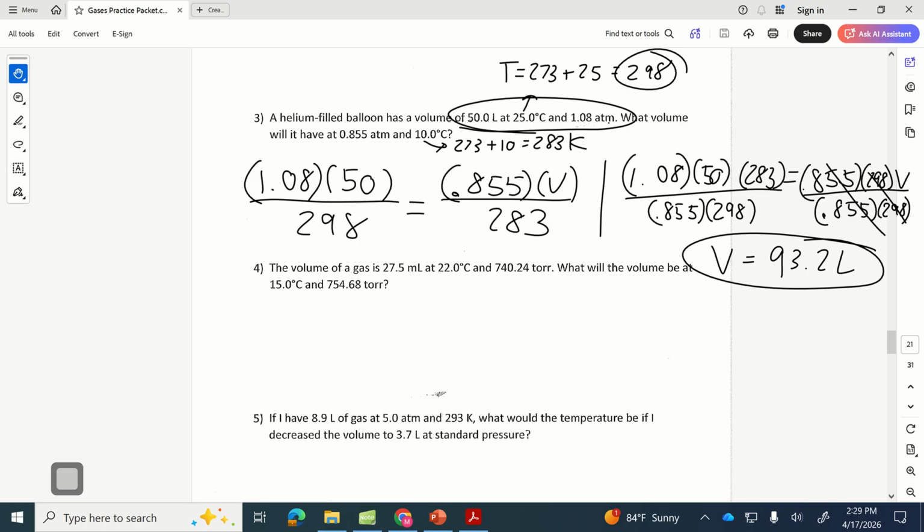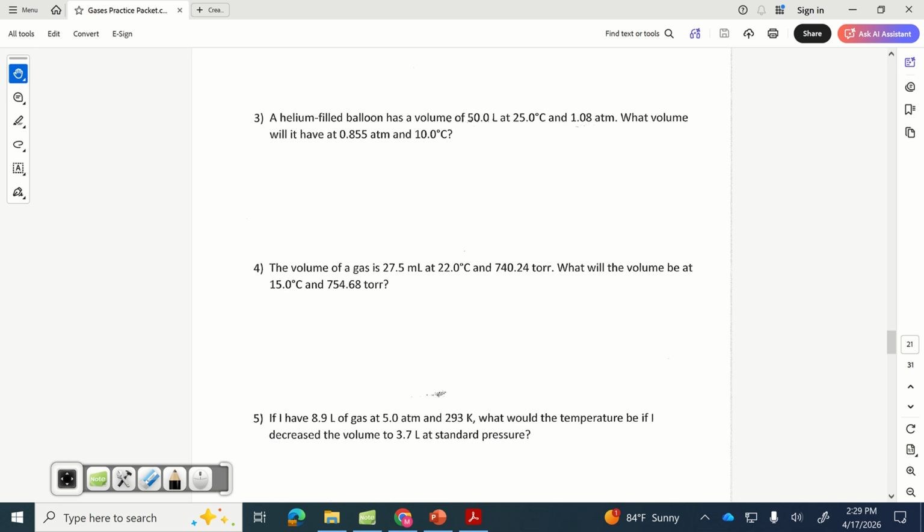And that's it. That's how we do the combined gas law. All right, and we only got one more to go. Thank you.